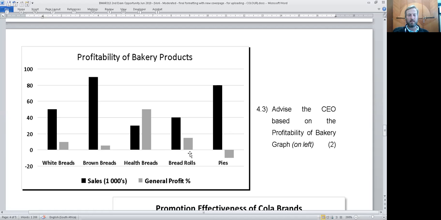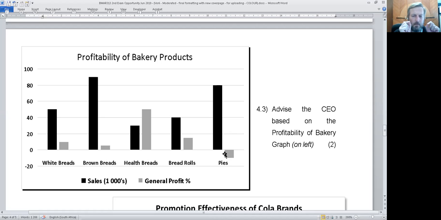But the first thing that stands out is that there's your zero line. So we've got a negative profitability in this scenario. We're actually making a loss on pies. That's not good.